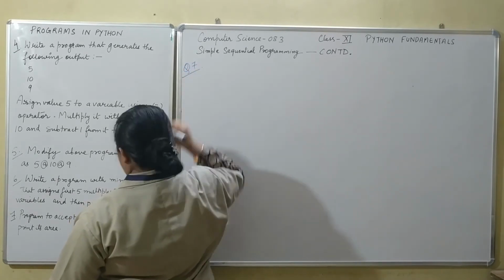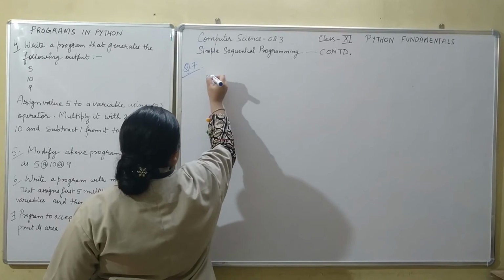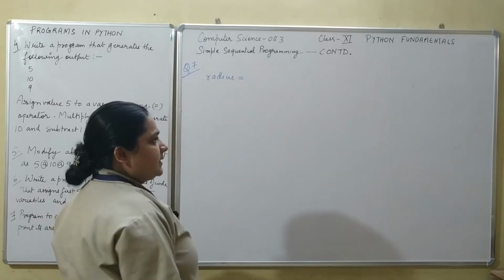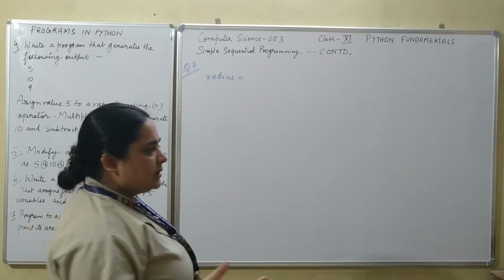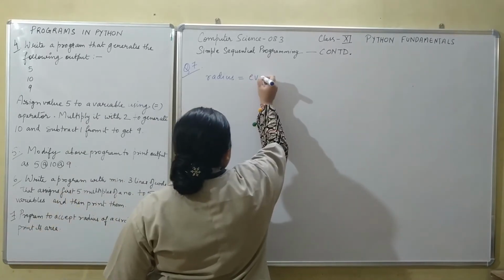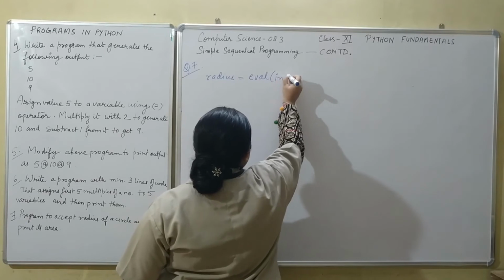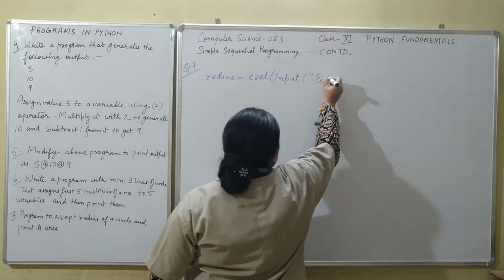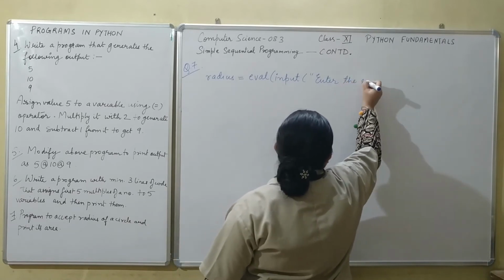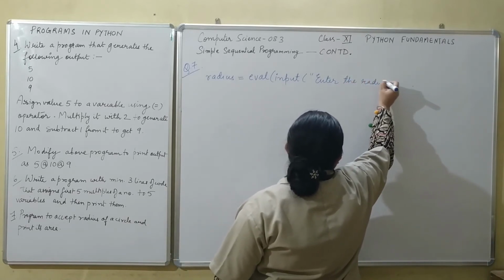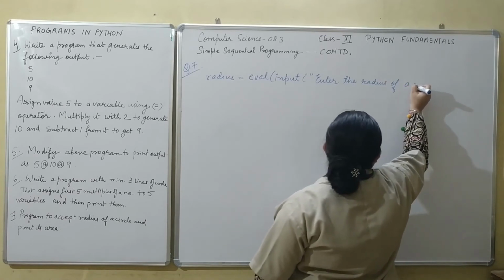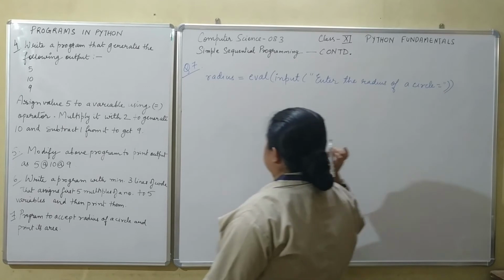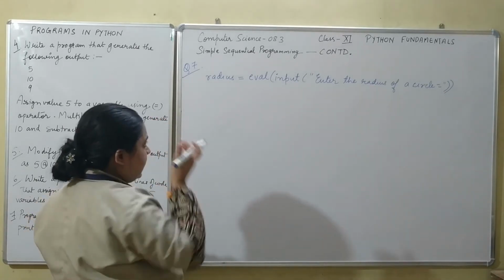Question number 7. Accept the radius of a circle. Now the radius of a circle can be provided in integers and also in float, so let's take eval. Enter the radius of a circle. Please provide proper prompts wherever necessary. Now you have to print the area of the circle.